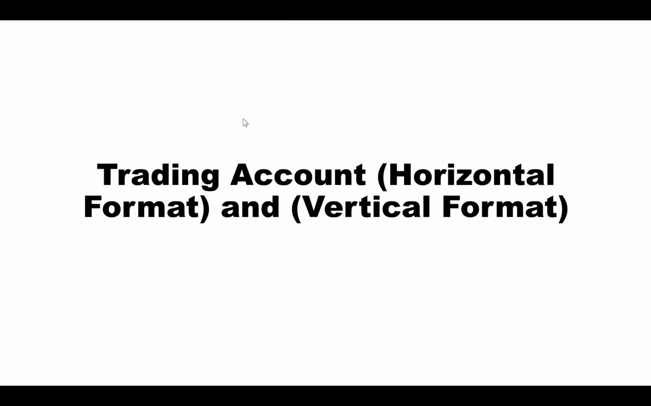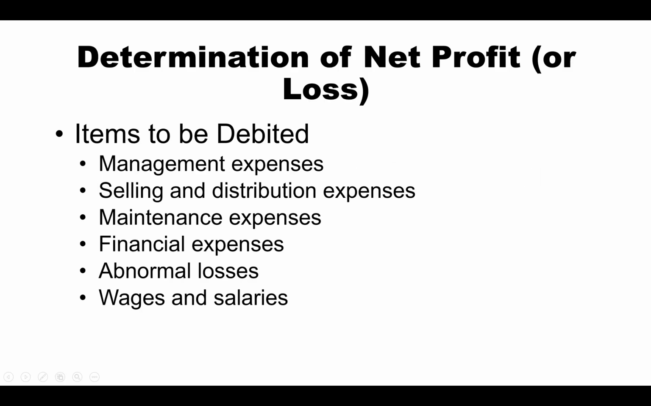Let's continue. So you have checked on the horizontal and vertical format. Now we are going to look at the determination of net profit or loss. So we shall have those items that are to be debited and those items that shall be credited. So let's start with the items that shall be debited.